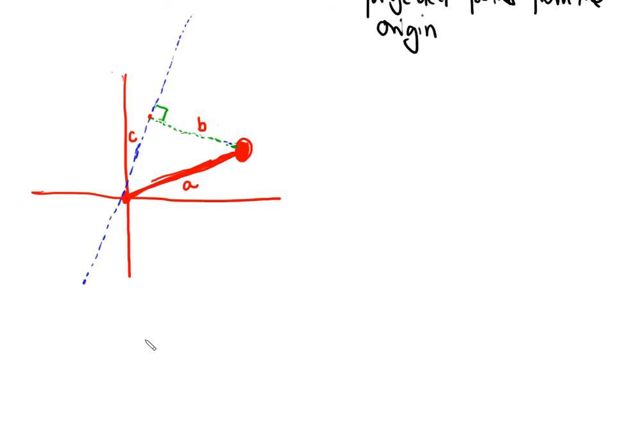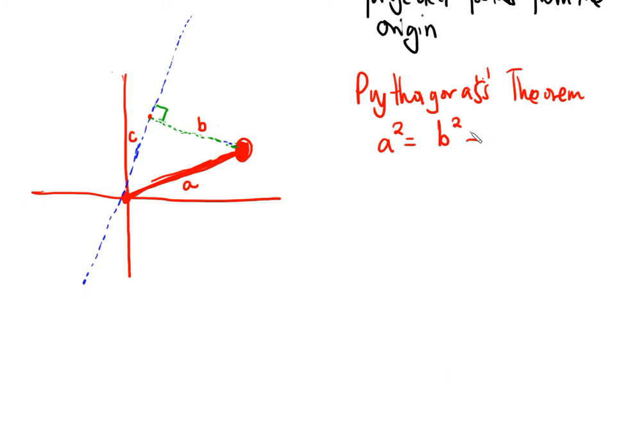Using Pythagoras theorem, A squared is equal to B squared plus C squared. We are all happy. But what does that mean? A is a constant. It is not changing. It is solid, not changing.